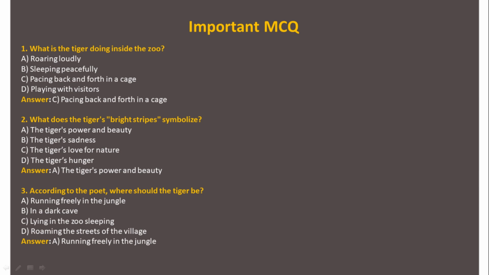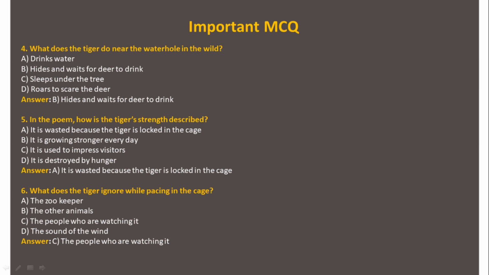What is the tiger doing inside the zoo? What does the tiger's bright stripes symbolize? According to the poet, where should the tiger be? What does the tiger do near the waterhole in the wild? In the poem, how is the tiger's strength described?